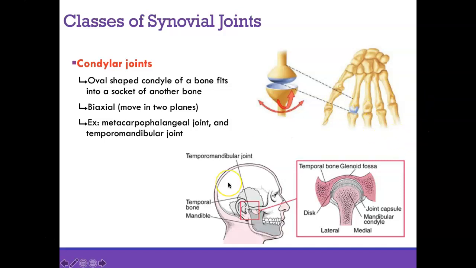Another example of a condylar joint is the TMJ, the temporomandibular joint, and that's when you open and close your jaw. You should do that now. If you zoomed in, there is a mandibular condyle of your mandible. You know what that is now. The mandibular condyle is an oval-shaped part of the bone that fits into the socket of the temporal bone. So that's why it's called the temporomandibular joint. And that's an example of a condylar joint.